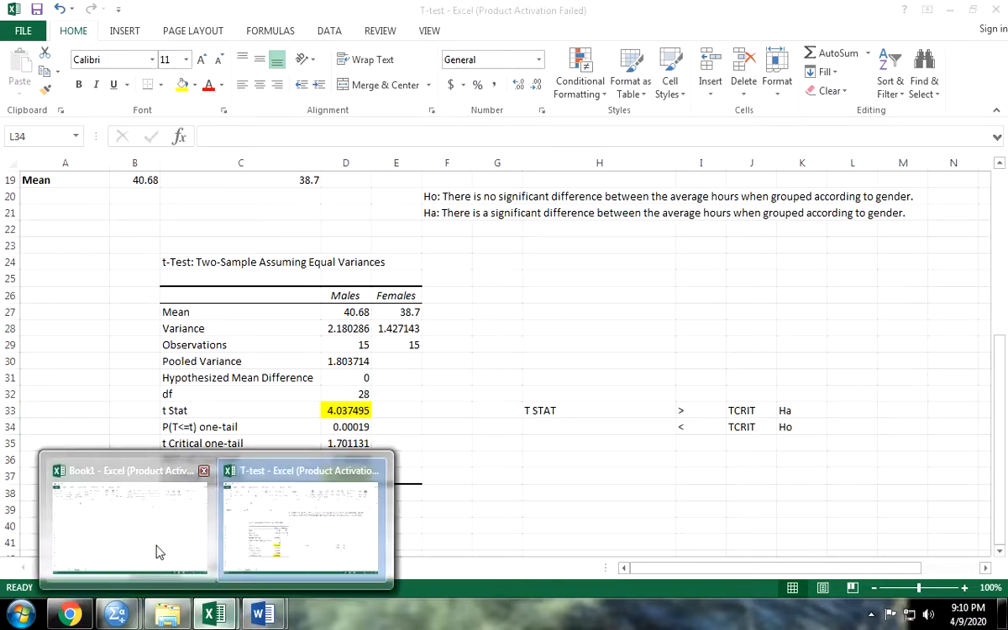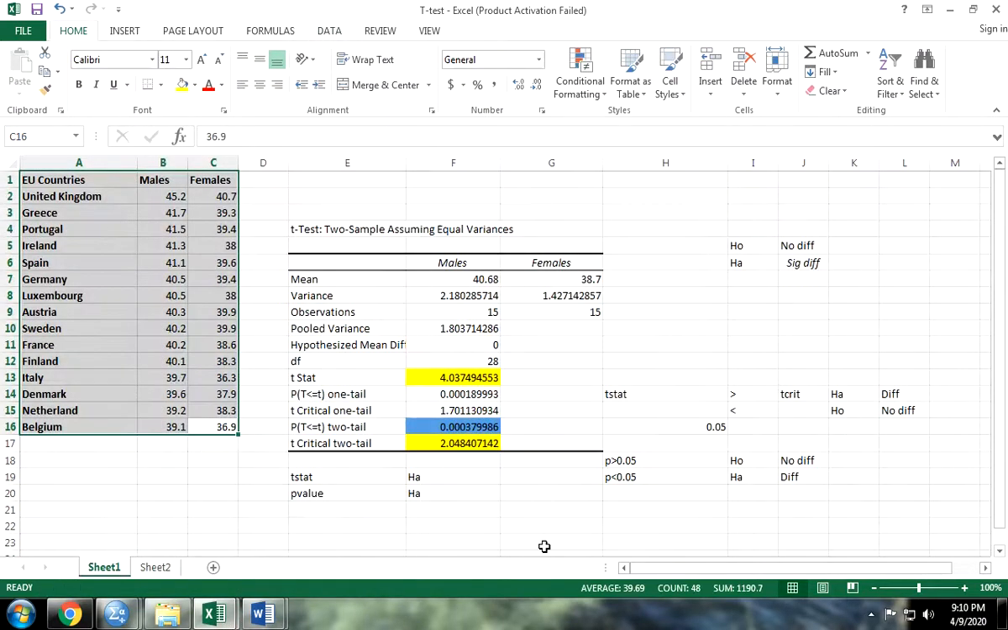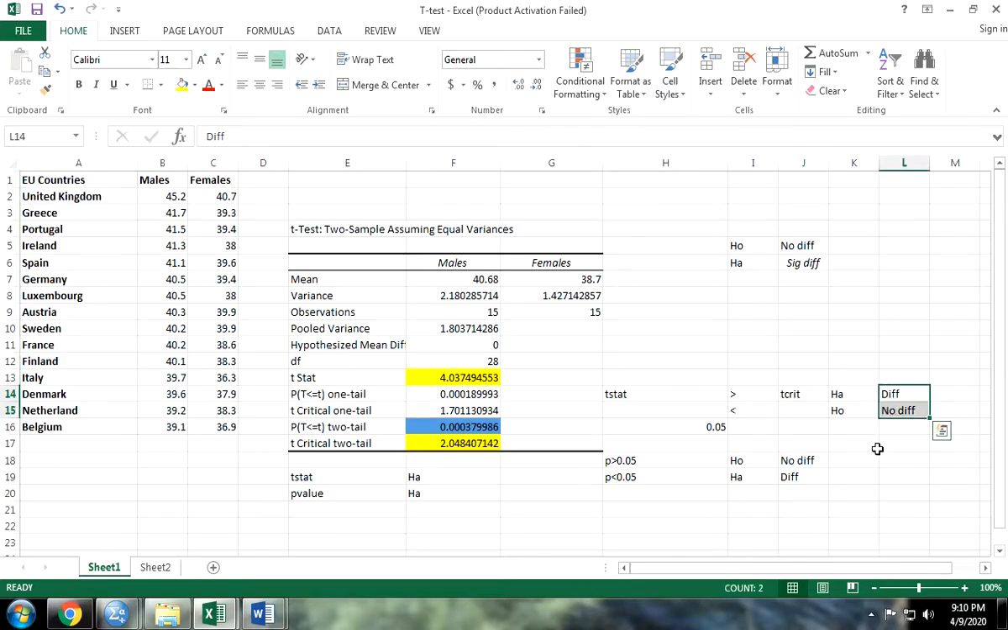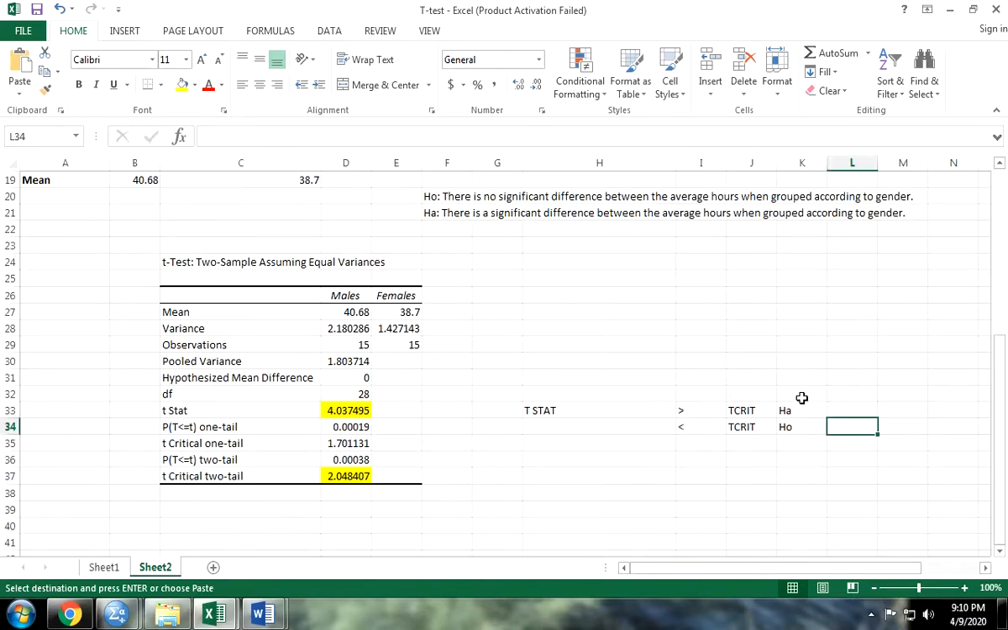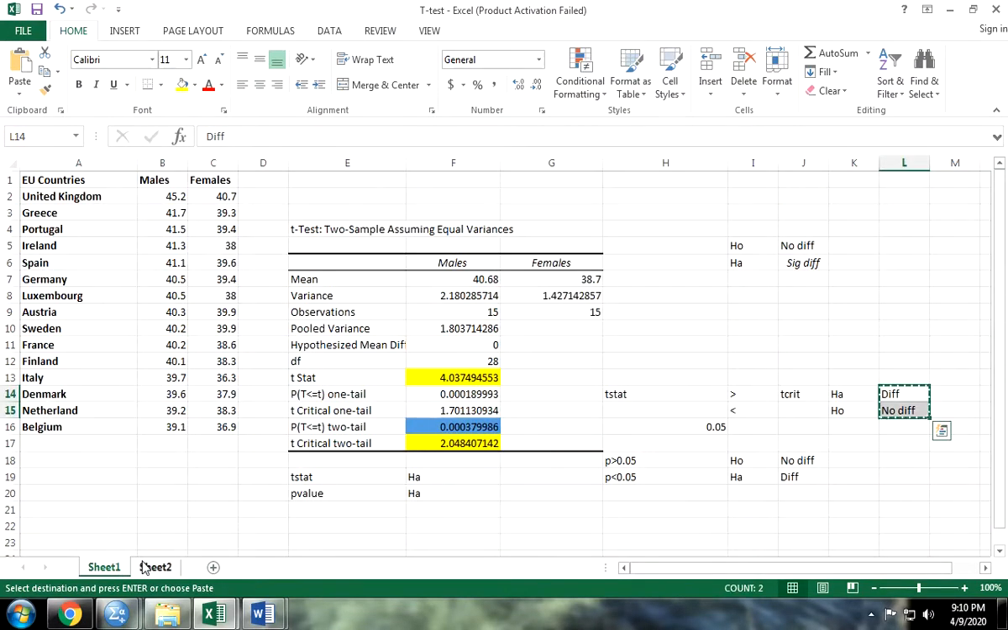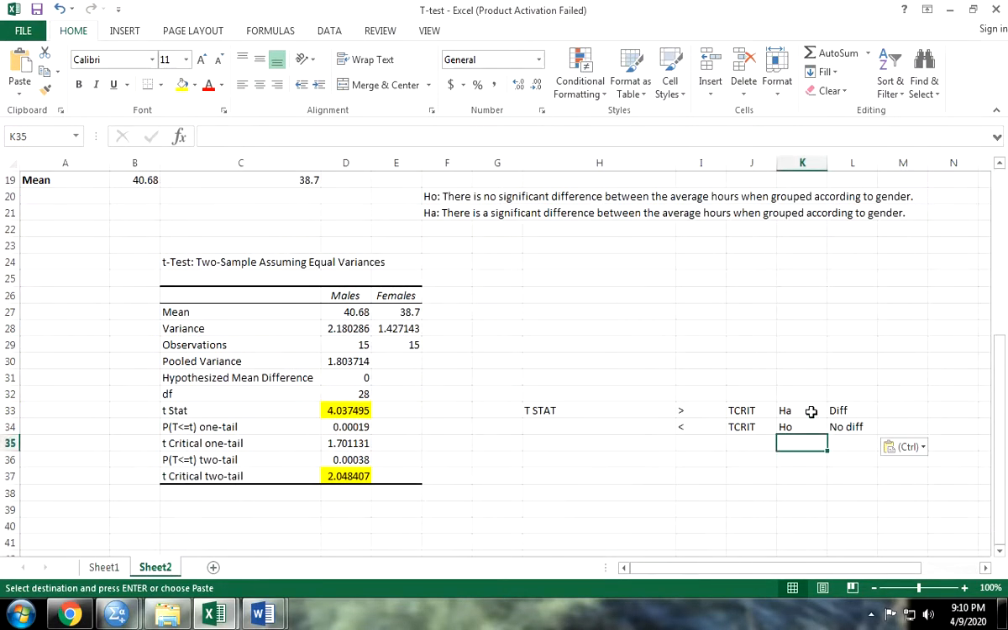Now, may ginawa akong data dito kanina. Ayan, dito, sheet 2. So, HO, ayan, ano nga natin? Copy na natin. HA, so may difference, may significant difference. HO, may no significant difference. Kinopya ko lang to para hindi tayo malito. Although kahit HA and HO could now complete yung statement natin. Okay.